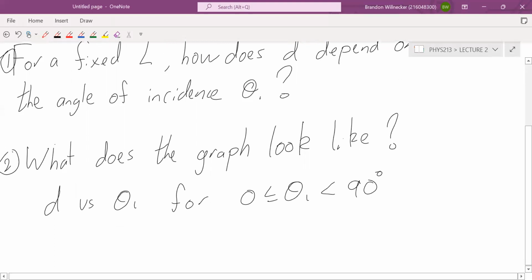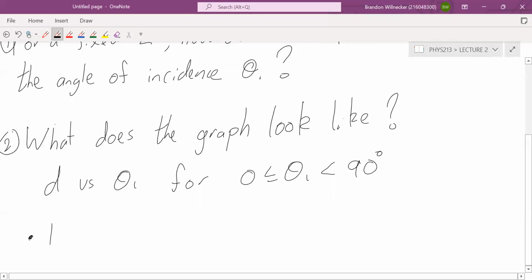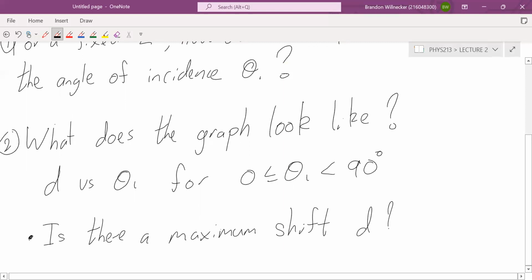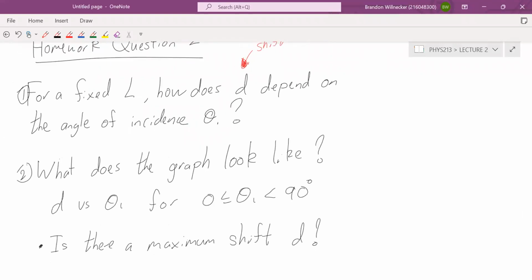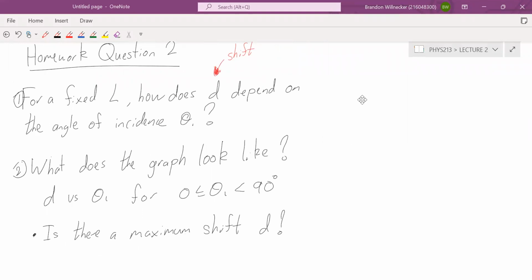So some questions to ask yourself. Is there a maximum shift? You're going to have to look at the graph and see, is there a maximum shift that you can get? So that's homework question number 2. All right, any questions on this homework problem? Any questions on the work covered for this week?